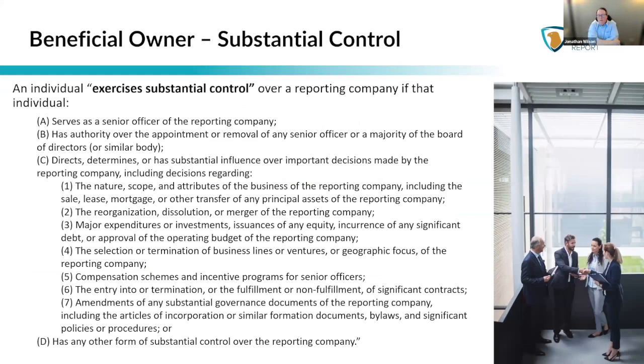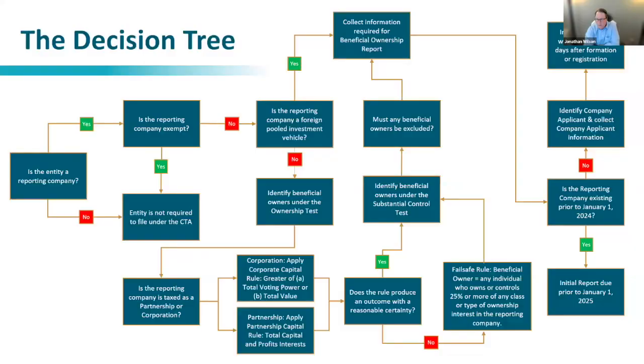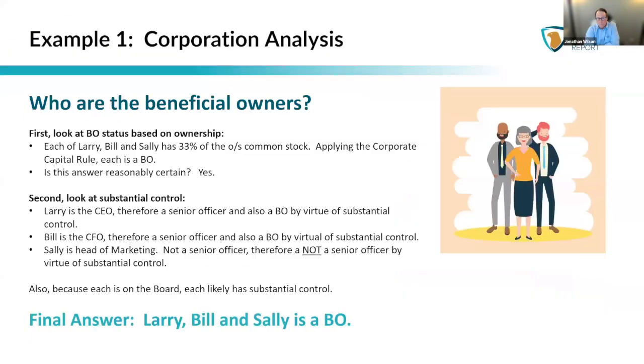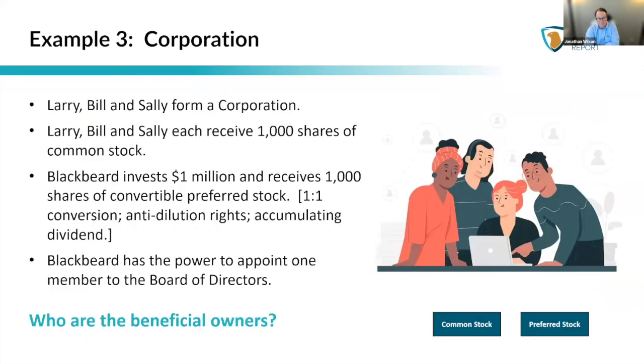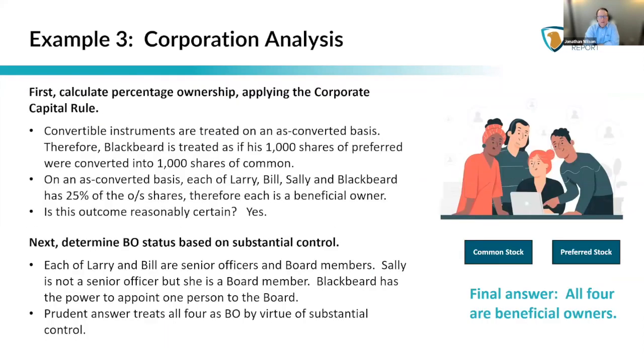Subsection B, an individual has substantial control if they have the power of appointment or removal over any senior officer or a majority of the board of directors. So Blackbeard's power to appoint one board member, by itself, would not make him a beneficial owner. However, if Blackbeard appoints himself to the board, under my rule of substantial influence, I would include Blackbeard on that basis. Let's imagine Blackbeard appoints his friend Bluebeard to be on the board. In that case, I would also include Bluebeard on my list of beneficial owners. So as you can see, some small changes can result in some significant differences at the end.